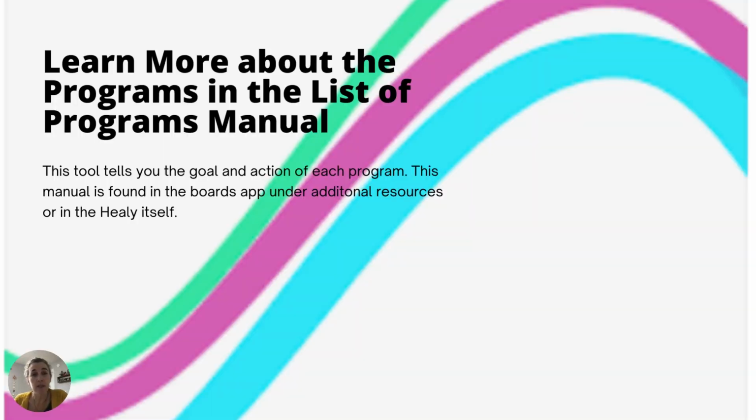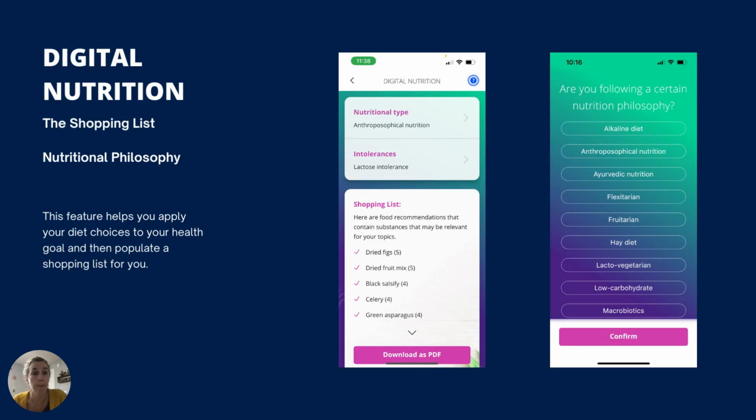So now you might be thinking, these programs sound great, but I don't understand what they do. You'll want to now cross-reference this in your list of programs manual. This tool will then really help you understand what is going on. So the manual can be found in our boards app under additional resources, and the Healy itself also has a list of the programs, and your back office has some downloads.